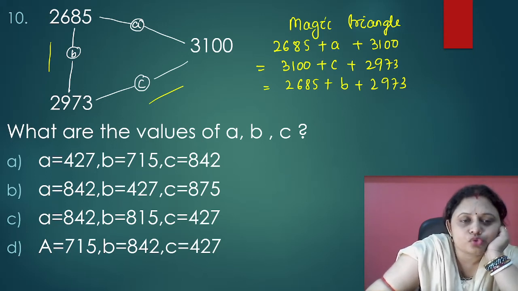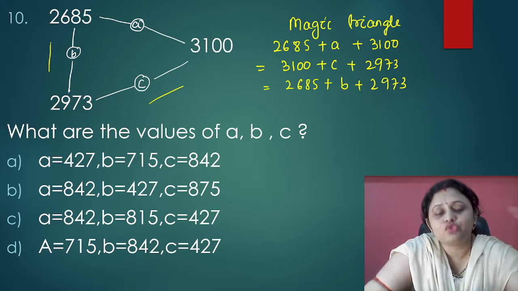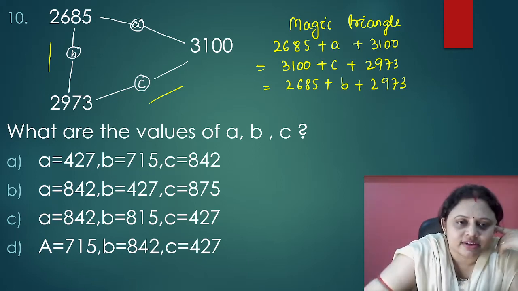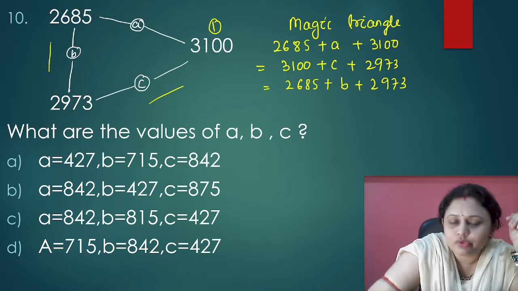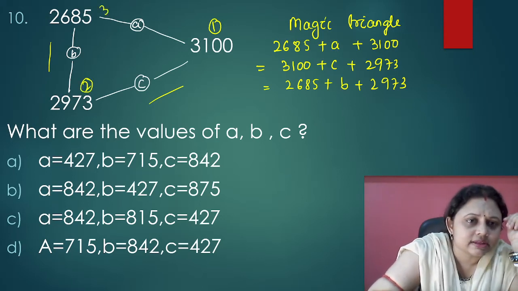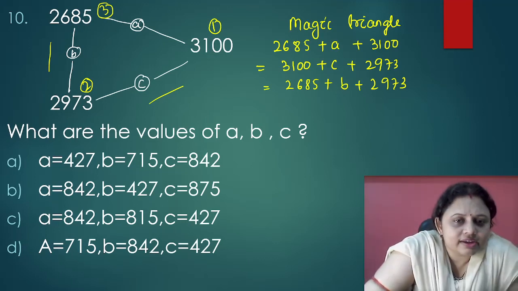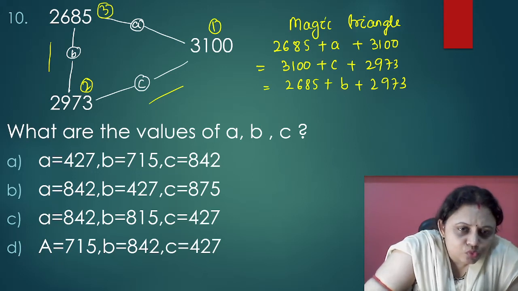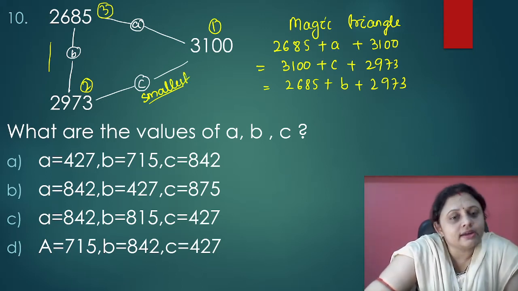What you have to remember is: between these three numbers, which two numbers are greater? If we arrange them, 3100 will be greatest, then comes this number, then this number. So remember this trick. If the greater numbers, 3100 and 2973, are there, then to add them, this should be the smallest number. Otherwise they cannot be the same. If greater numbers are there, you should add their smallest number.